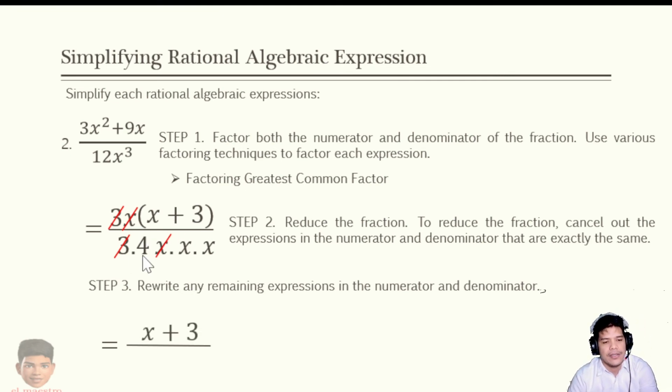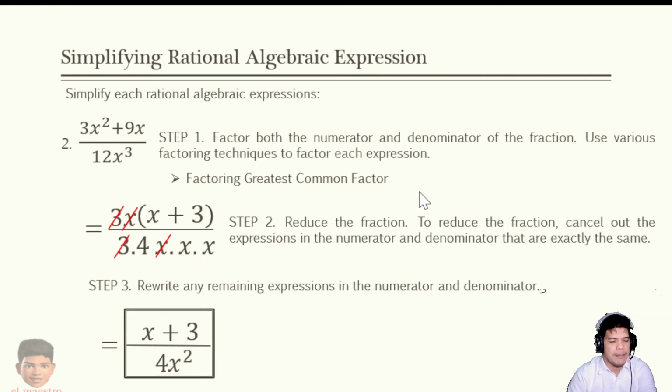Anong natira dito? 4 and dalawang x. Ano yung dalawang x? That is x times x, right? So that is x squared. So our simplified rational algebraic expression from 3x squared plus 9x over 12x cubed, our answer now is x plus 3 over 4x squared. Okay? So, sana walang naging problema. No? Ang pinaka-crucial lang talaga dito is yung factoring. Yung prior knowledge nyo sa factoring. So, yun yung dapat i-master nyo dito.